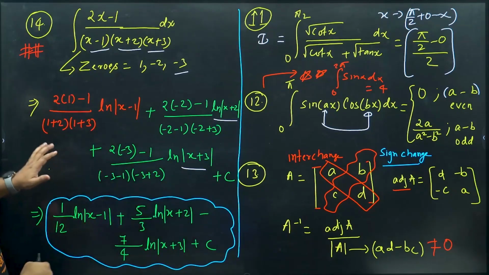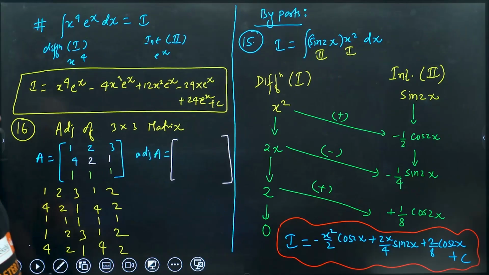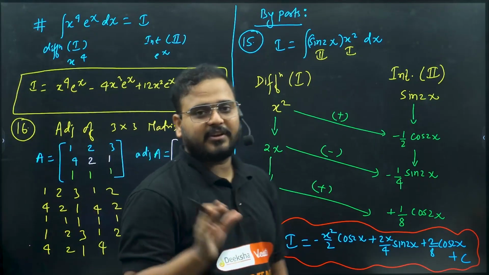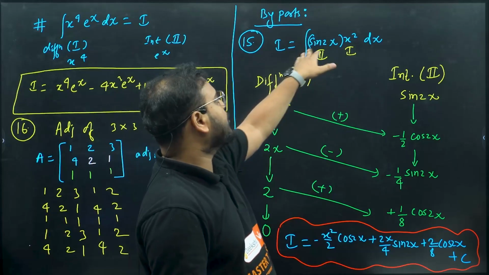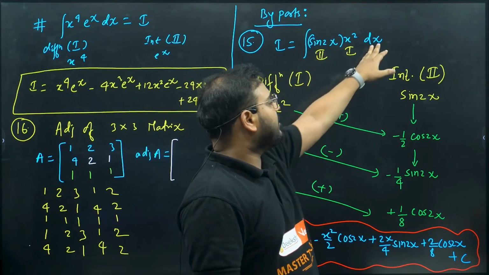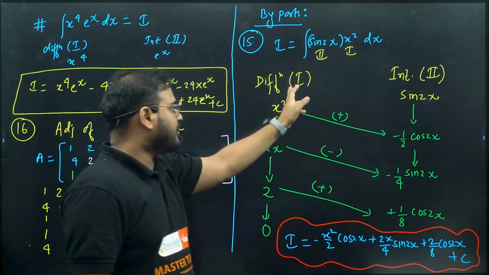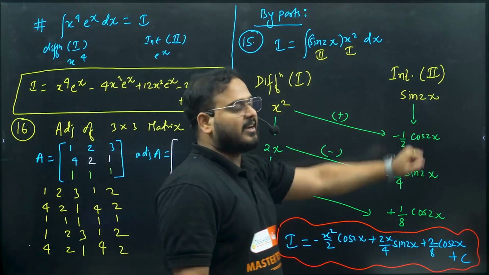So this is clear. Next one that we have, I think this is the last one. Yes, this is the last one. Now, by parts application in the tricks: if we have a function like this, integral of x square sine 2x dx, what are you going to do? Simply write function 1 as x square and function 2 as sine 2x.